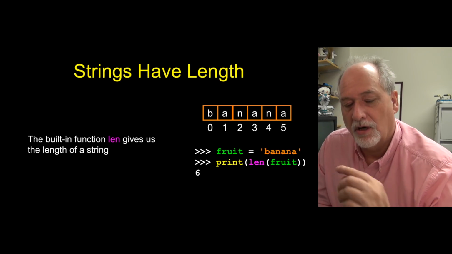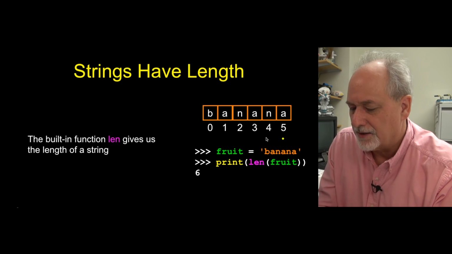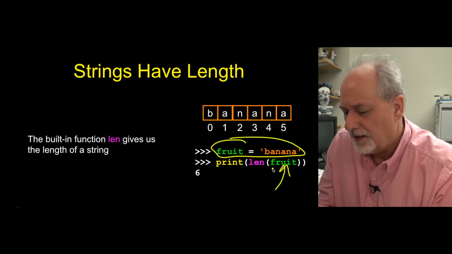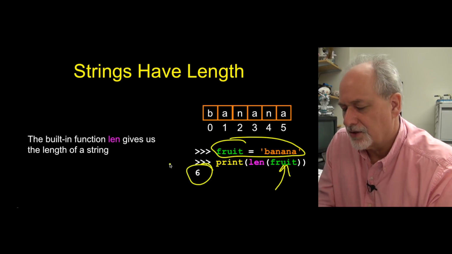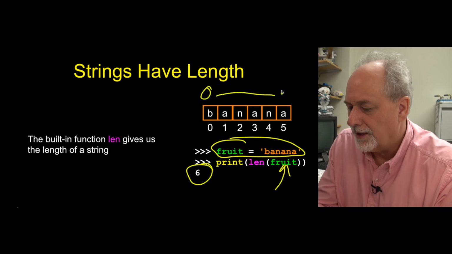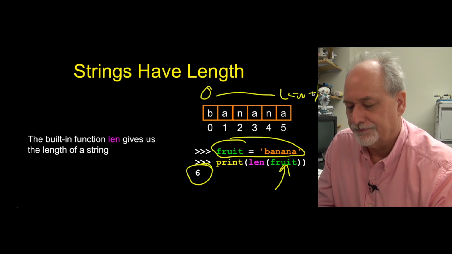We can ask how long a string is. And so we use the len function. We pass the string variable into len as a parameter, and len gives us back the length of the string, not the position. So it's 0 through len minus 1.